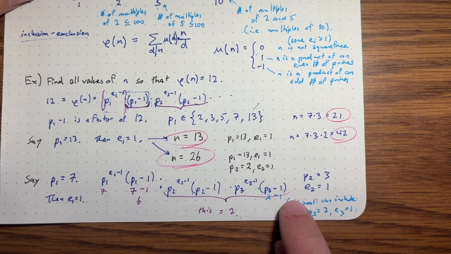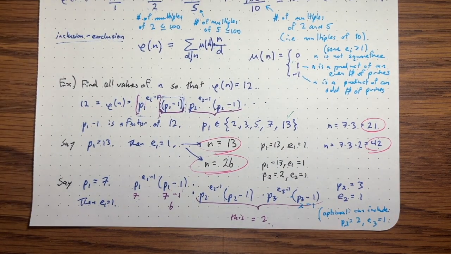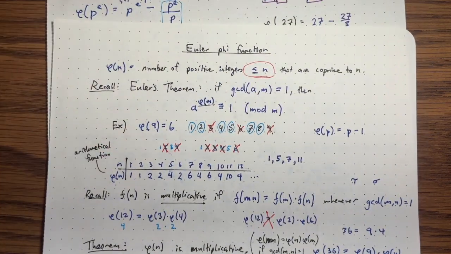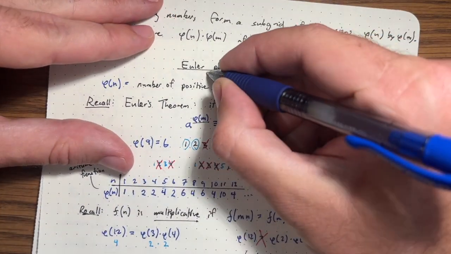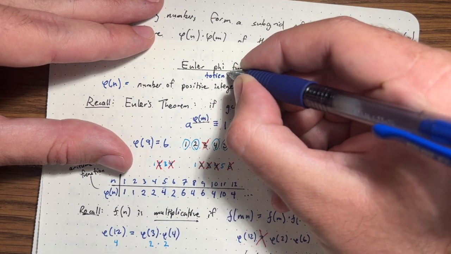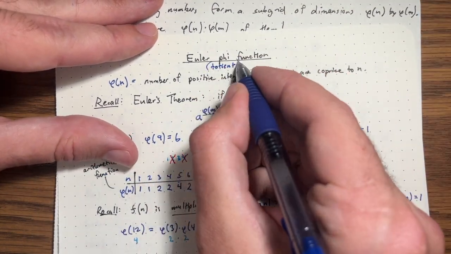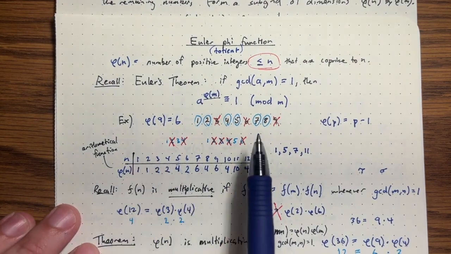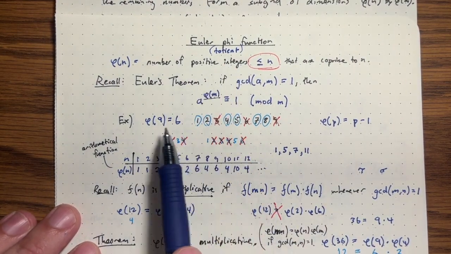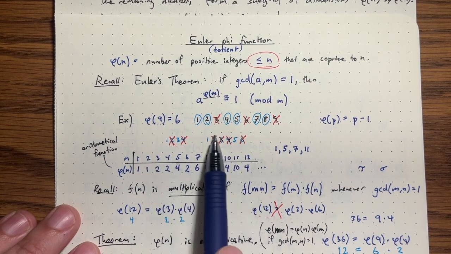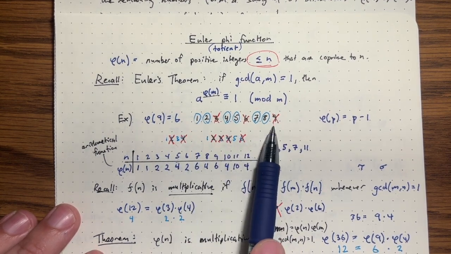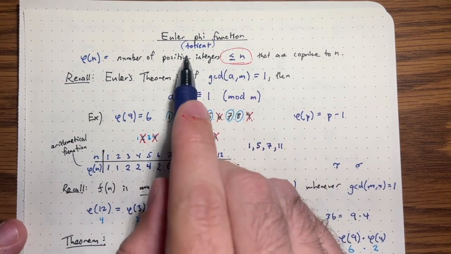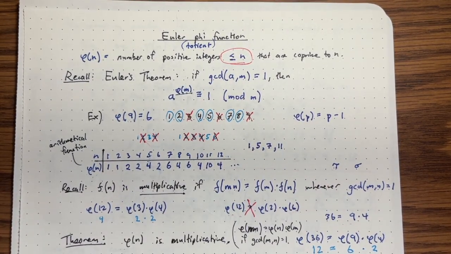Okay, well that'll be it for this investigation of the Euler Phi function. I should mention this function is also sometimes called the Euler totient function. Totient, I believe, is just a word meaning exactly this concept. Any number less than 9 that's relatively prime to 9 is a totient of 9. So Euler Phi function and Euler totient function are the same function.